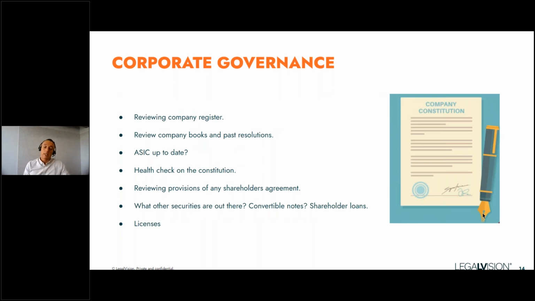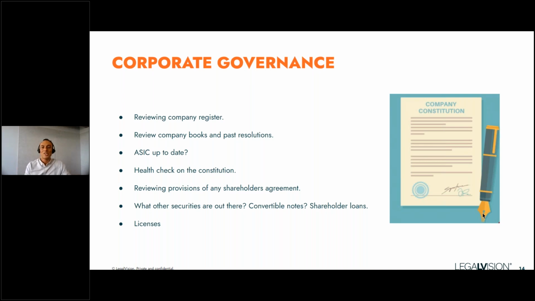Another key area, and I think this is probably more relevant in the context of a share sale or share acquisition transaction, more so than an asset sale transaction, is going through the company books and the corporate governance. So really reviewing the company's corporate register, members register, resolutions, both at the board and member level. Do they all stack up? Have they been validly passed?